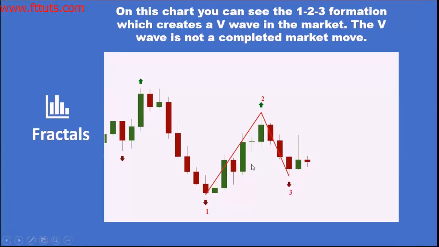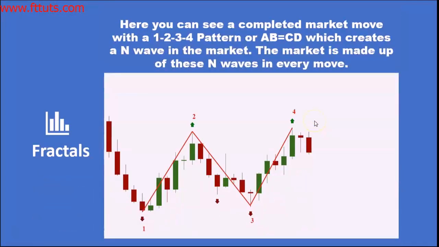So on this chart, you can see the 1, 2, 3 formation, which creates a V wave in the market. The V wave is not a complete market move. The market has to do more. It can't just continually make V waves. I mean, it basically can, but the ending or result is always going to be your N wave.